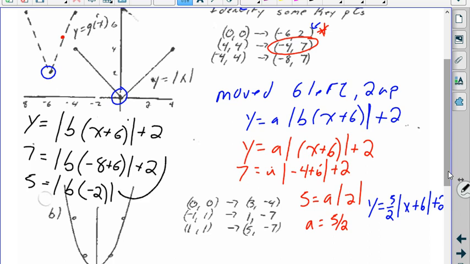Where can I go? I guess I can go over here. Now, we're going to have negative 2b in the brackets. Absolute value says ignore the negative sign. So now we have 5 is equal to 2b. b is equal to 5 over 2.